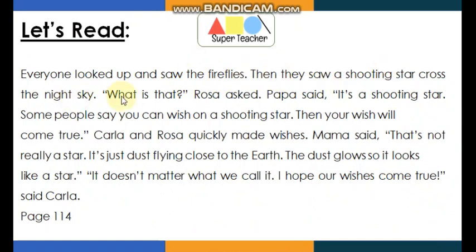"What is that?" Rosa asked. Papa said, "It's a shooting star. Some people say you can wish on a shooting star. Then your wish will come true." Carla and Rosa quickly made wishes. Mama said, "That's not really a star. It's just dust flying close to the earth. The dust glows so it looks like a star. It doesn't matter what we call it." "I hope our wishes come true," said Carla.